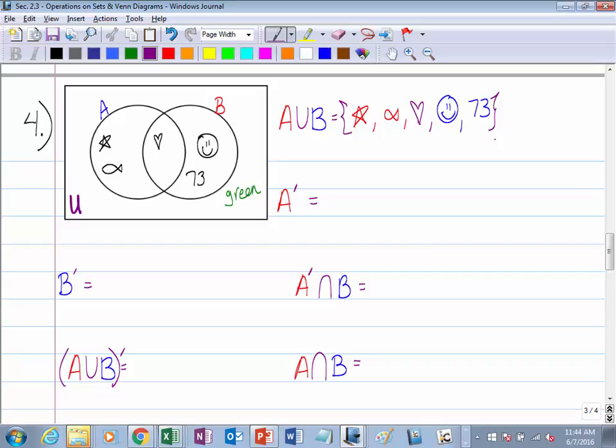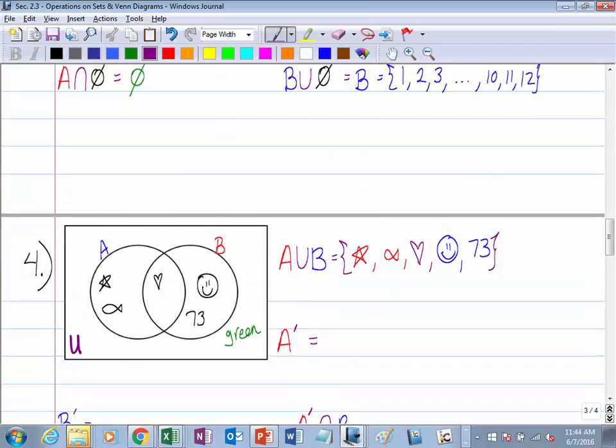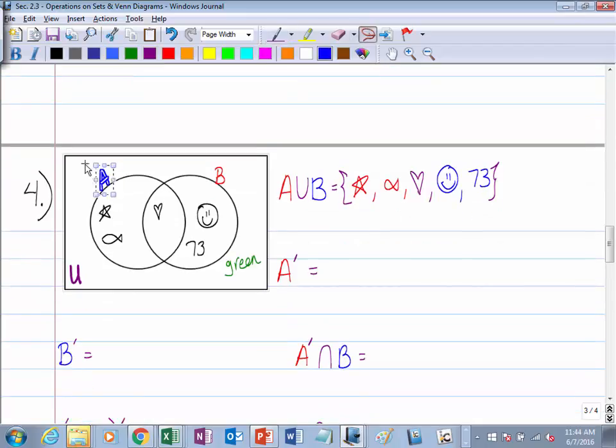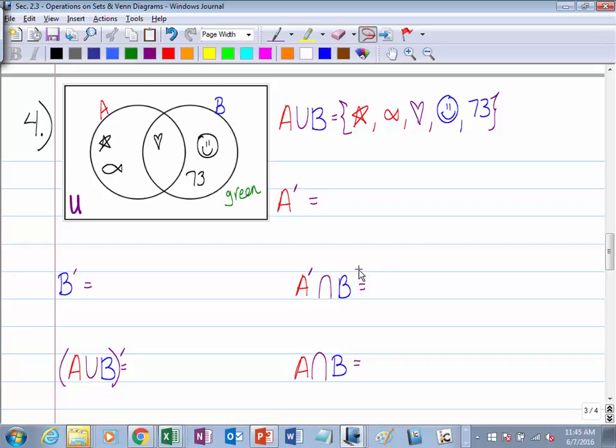All right, so A prime, in other words, the complement of A. Hang on. Okay, this is supposed to be red, and this is supposed to be blue. Okay, now it's all good. So A prime is everything that is in the universal set but is not in A. So that would include the smiley face, and the 73, and the word green. And then B prime is everything that's in the universal set that's not in B. So that would include the star and the fish, and the word green also.